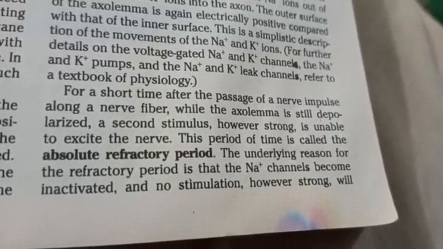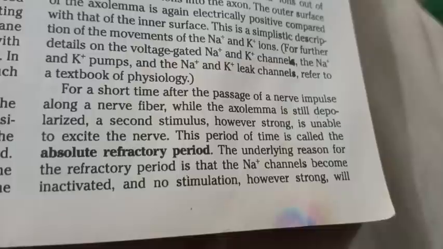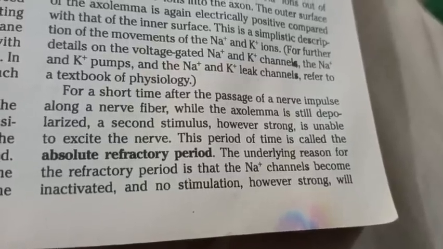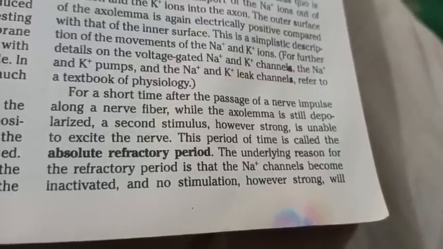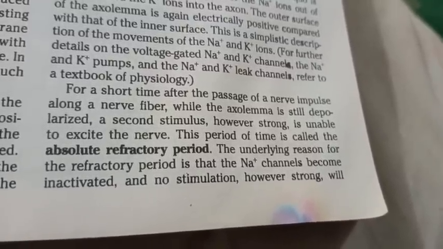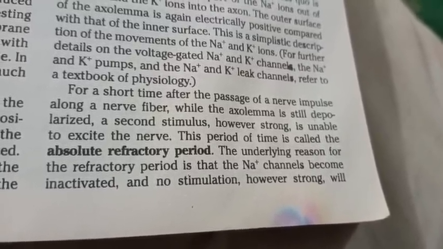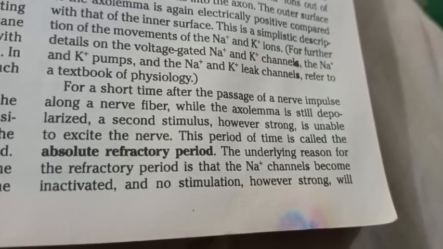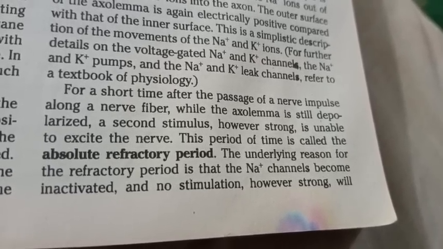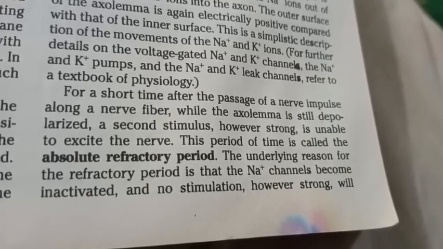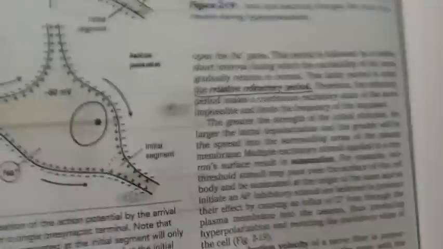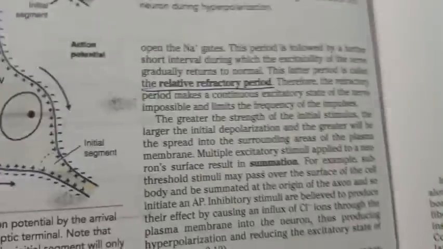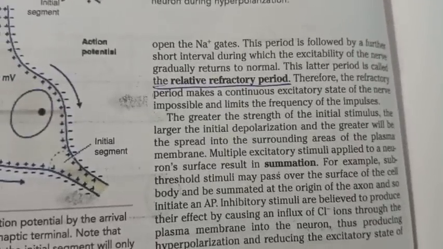For a short time after the passage of a nerve impulse along a nerve fiber, while the axolemma is still depolarized, a second stimulus, however strong, is unable to excite the nerve. This period of time is called the absolute refractory period. The underlying reason for the refractory period is that the Na+ channels become inactivated and no stimulation, however strong, will open the Na+ gates.